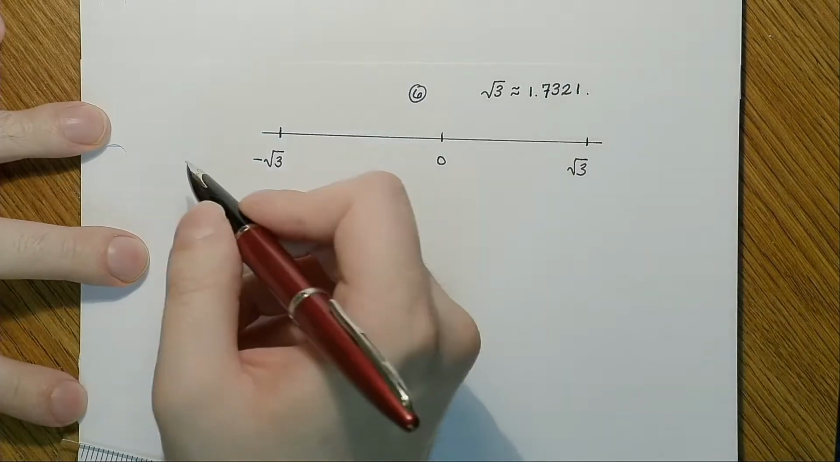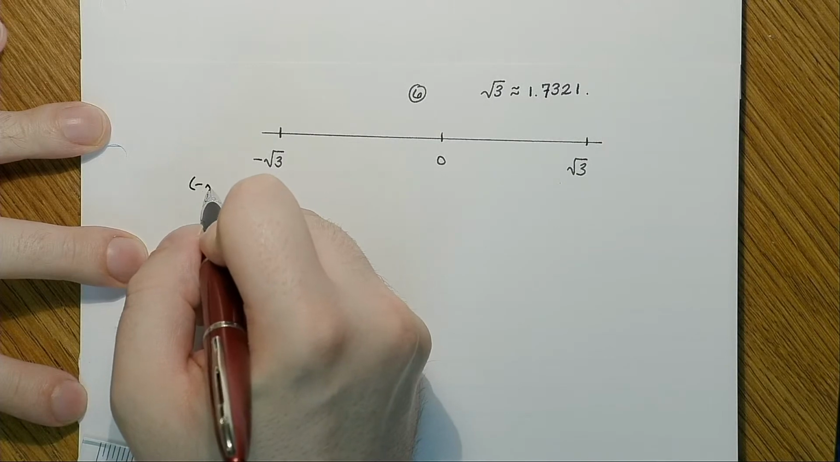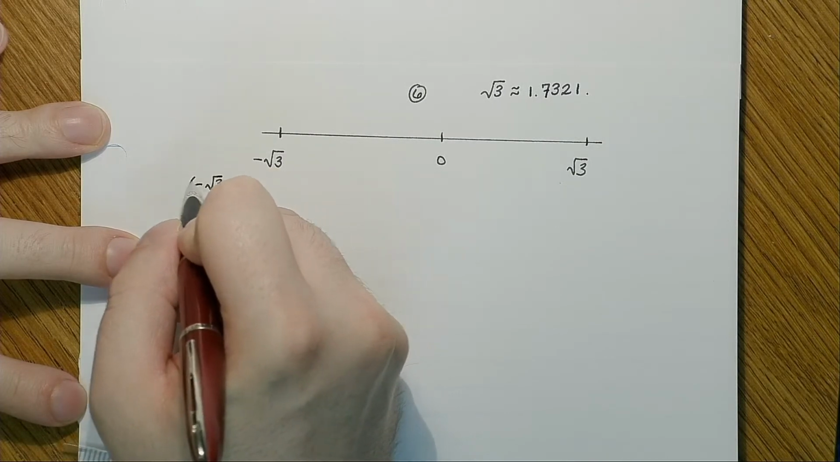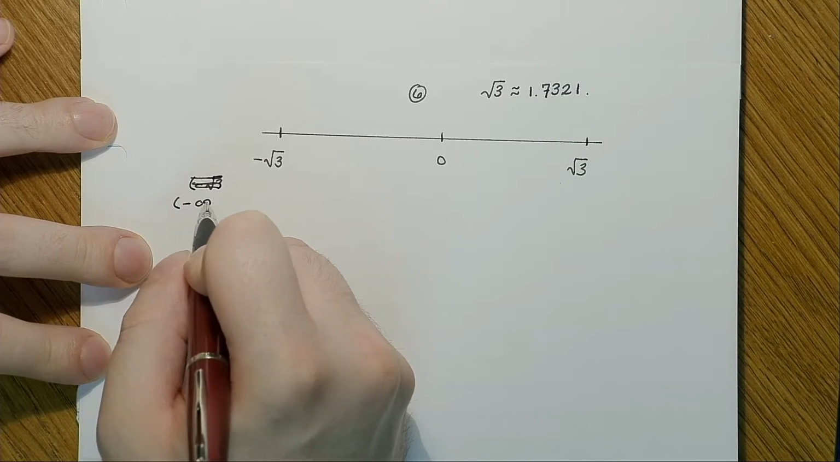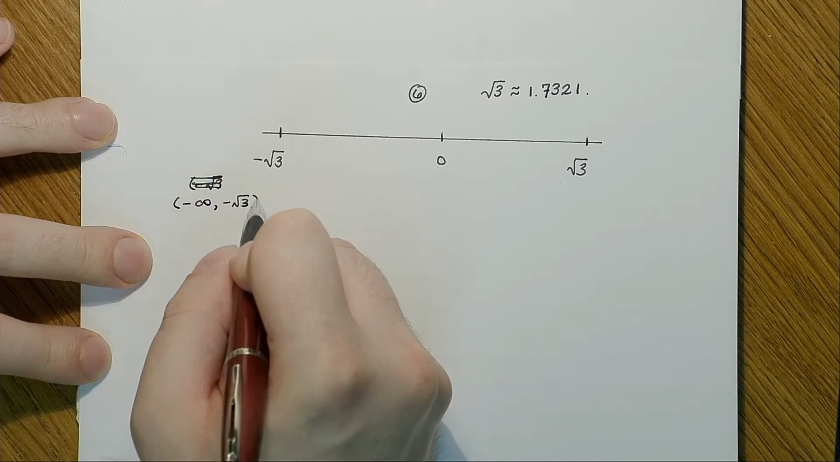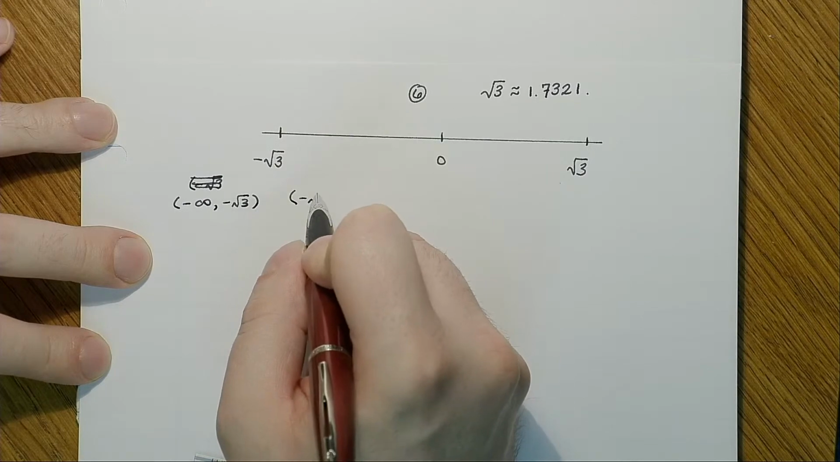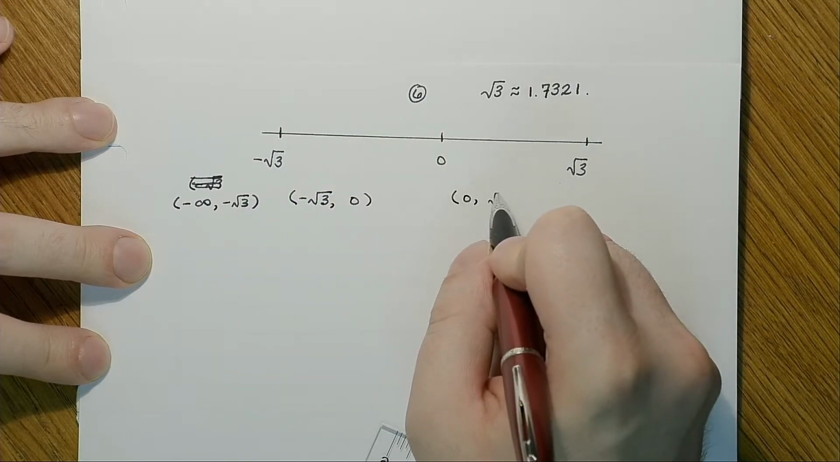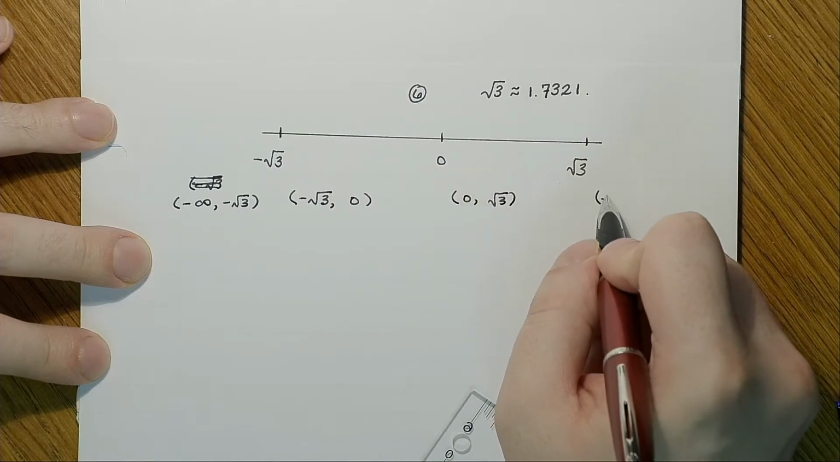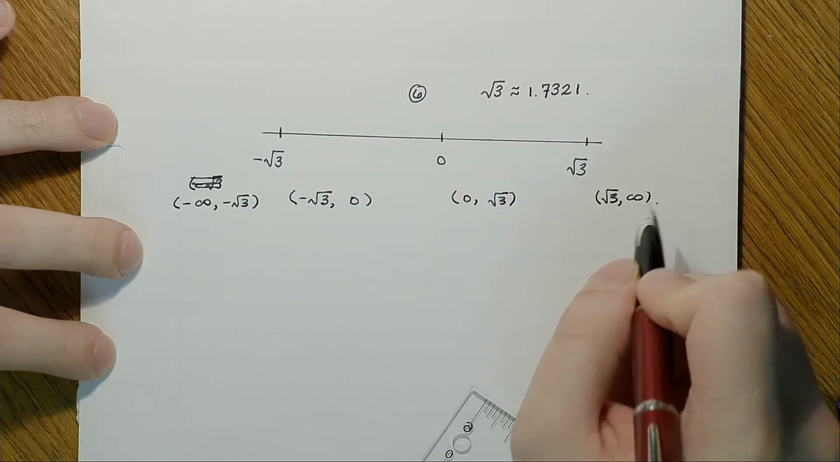So then we're breaking that up. I'm going from minus infinity to negative square root of 3. I have from minus root 3 to 0, I have 0 to root 3, and then I have root 3 to infinity.